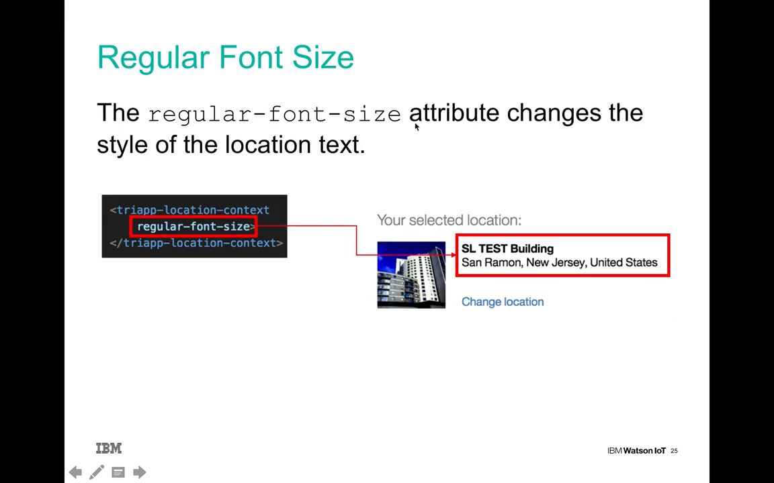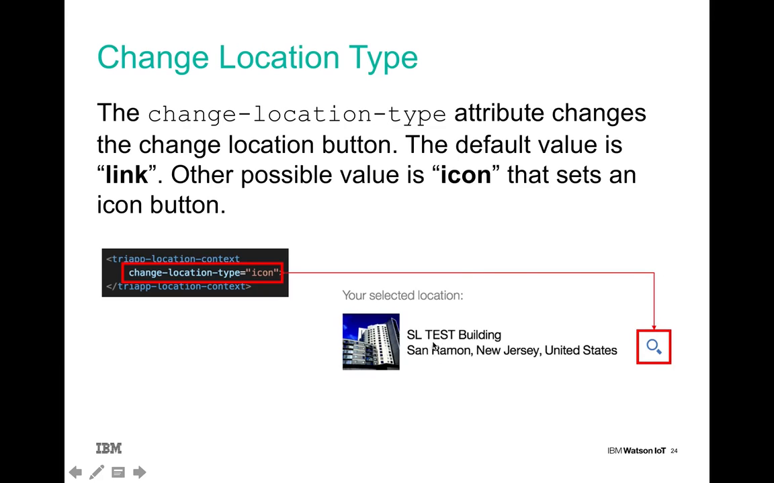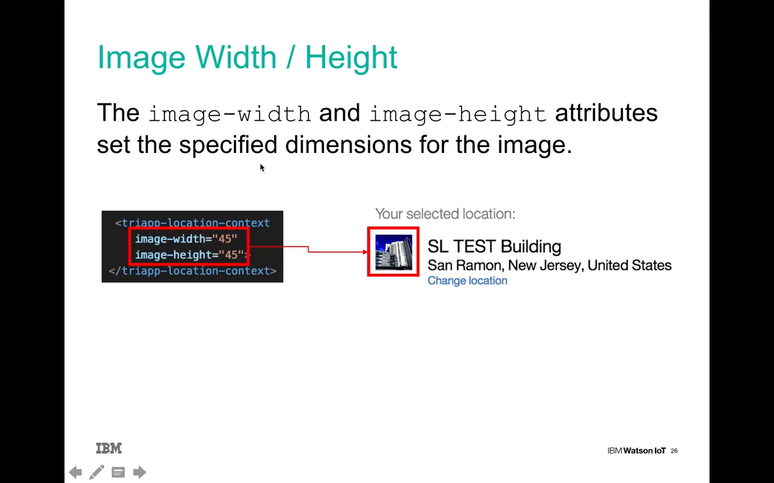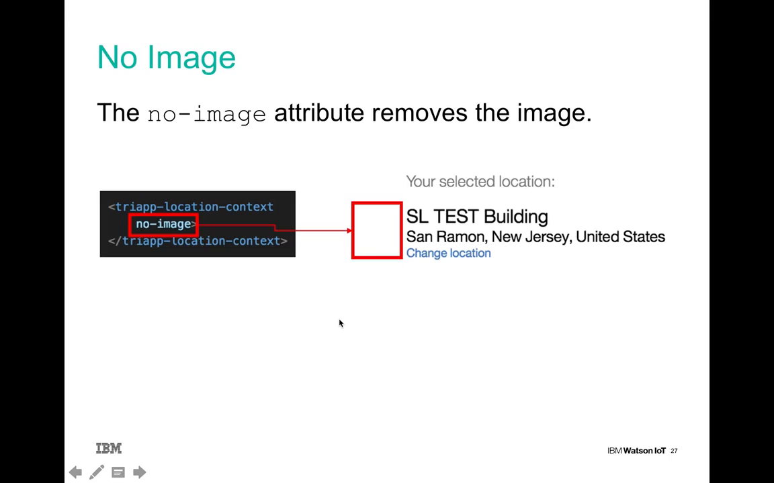The regular font size attribute changes the style of the location text. So this is the default one, and this is the regular one. The image width and image height attributes set the specified dimensions for the image. In this example, I set dimensions of 45 pixels for the image. The no image attribute removes the image.